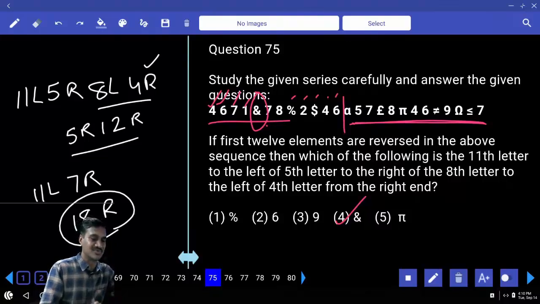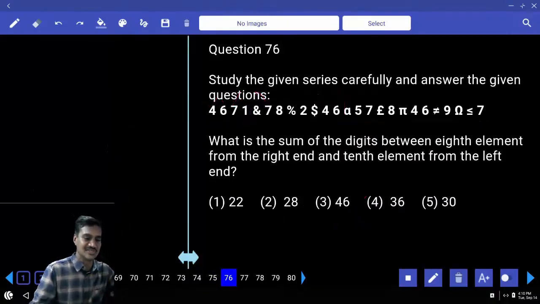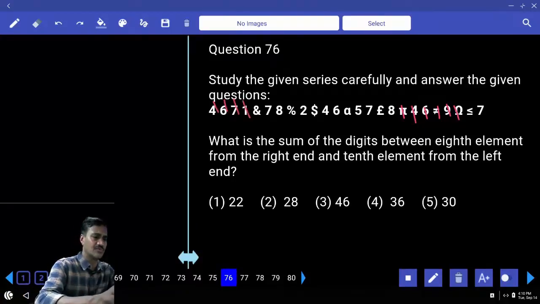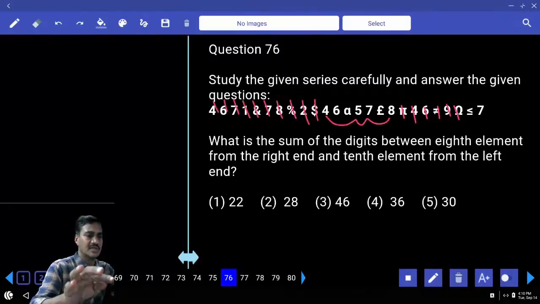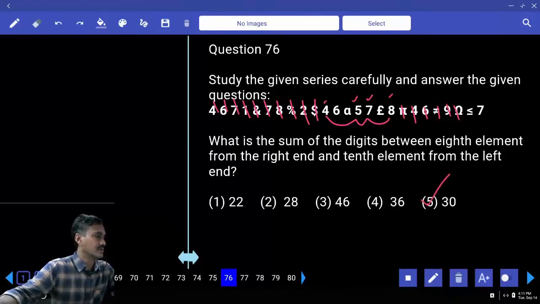Then in this one, next question number 76. Now in this 76, what is the sum of the digits between 8th element from the right hand, 3, 4, 5, 6, 7, 8, and 10th element from the left, 1, 2, 3, 4, 5, 6, 7, 8, 9, 10. Between these two, the sum of the digits is asked. How much? 4 plus 6, 10. 10 plus 5, 15 plus 7, 22 plus 8 is 30. Choice 5. Done? 30 is choice 5, question number 76.